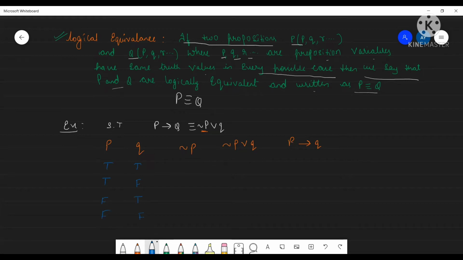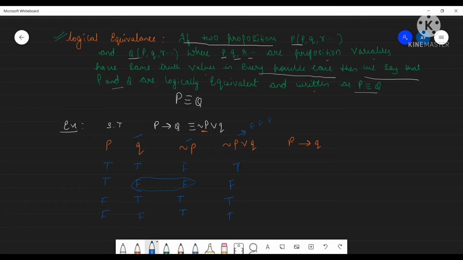Negation P is not P. That is, true will become false and false will become true. Now we have to take negation P or Q. What is or? Or is disjunction. That is, if you have false, false, then it will be false. Otherwise, it is true. Now search where is false. Over here. False, false is false. The rest of the elements will be true.